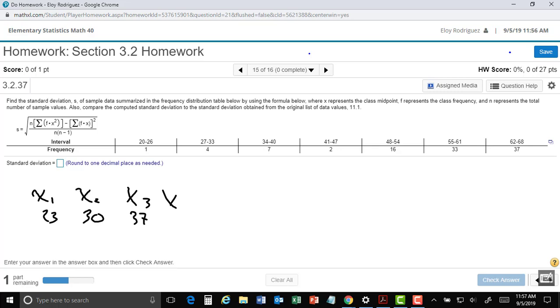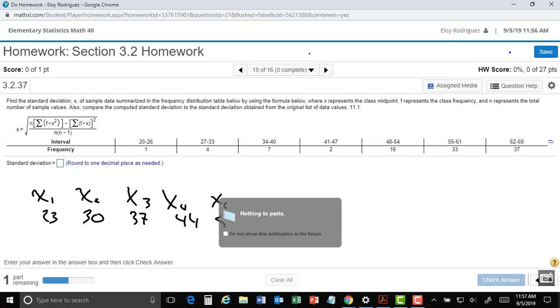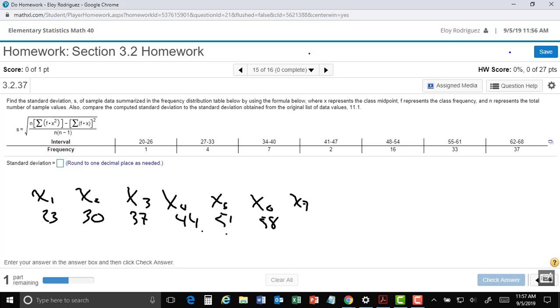Okay, and then x sub 4. And then x sub 5. What's that? Okay. How many do we have? 1, 2, 3, 4, 5. Okay, and x sub 6? Okay. And then x sub 7.